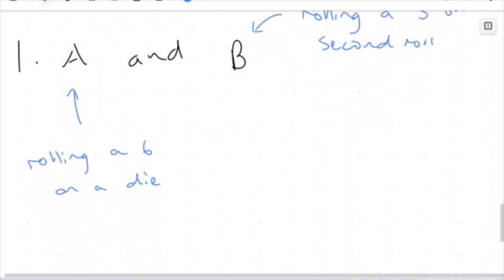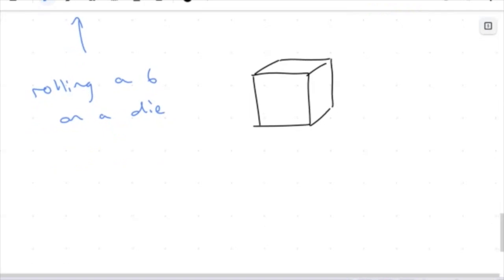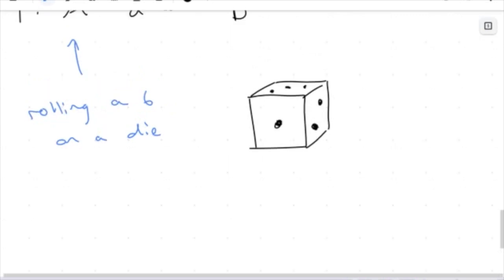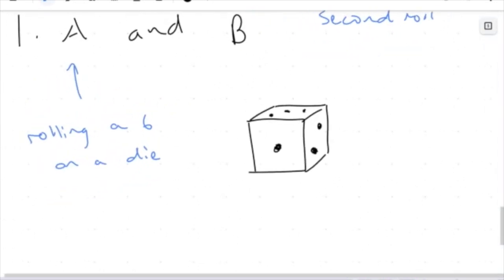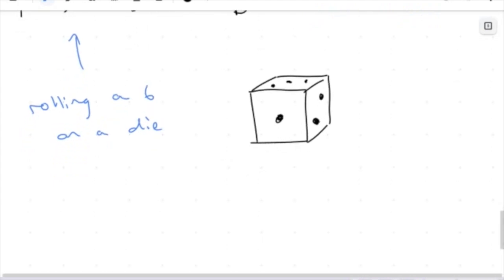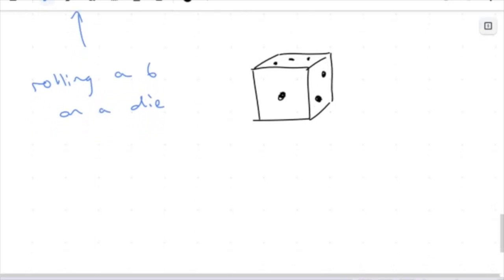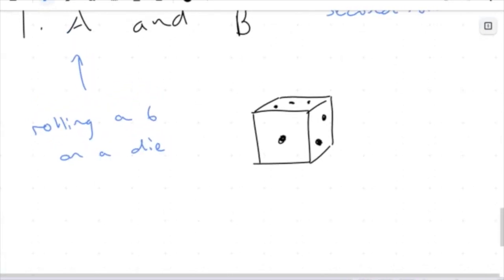Okay, now imagine rolling 2 dice, or a pair of dice, or just rolling 1 die 2 times. Say you rolled a 6 on the first roll. What happens in the next probability? So you roll a die, you record a 6, you reset it, you roll another die, or you roll the die again.